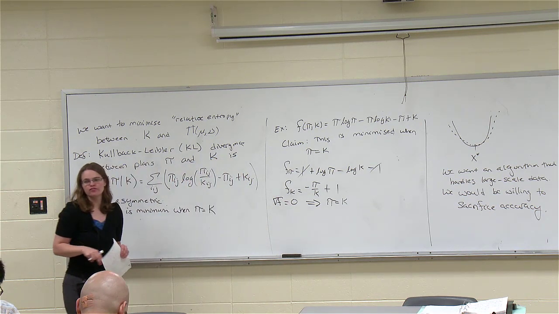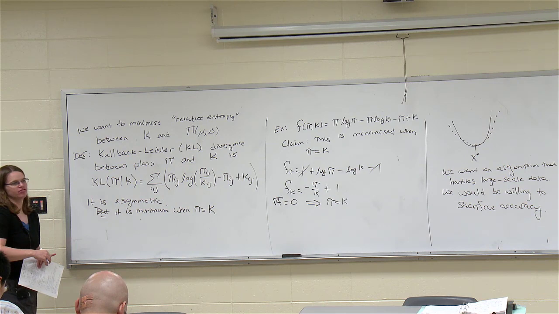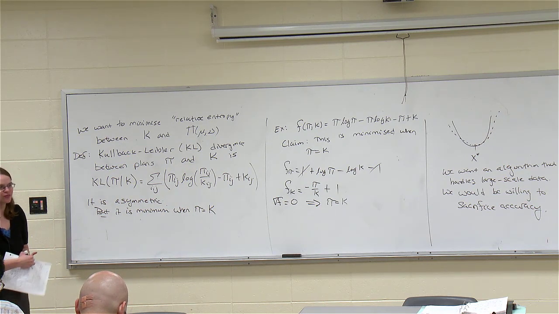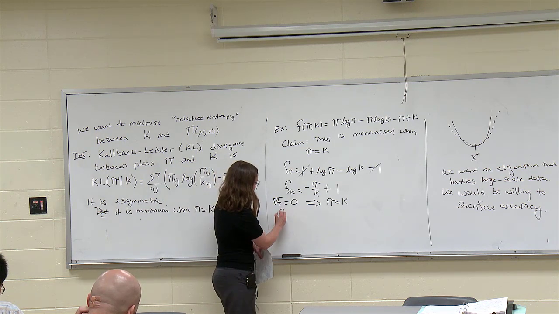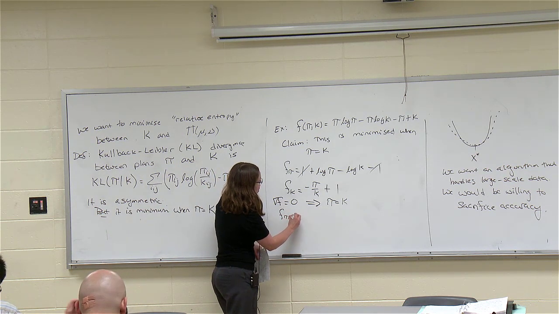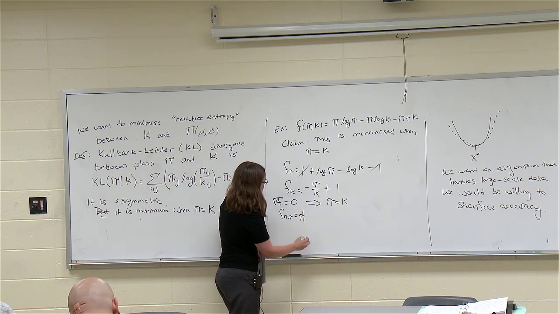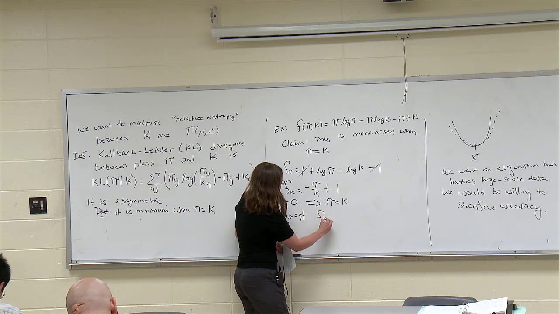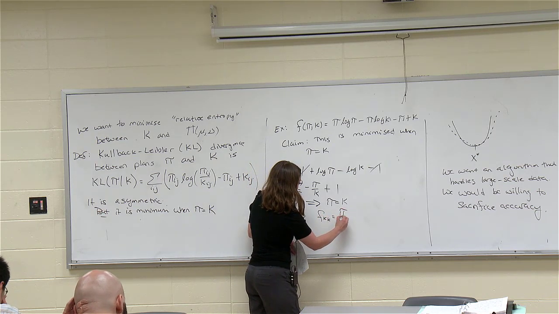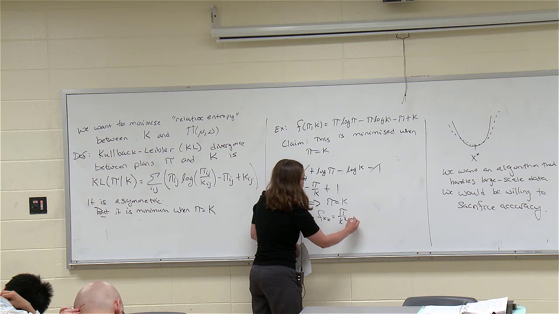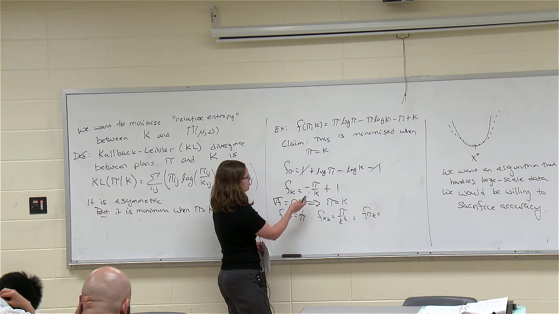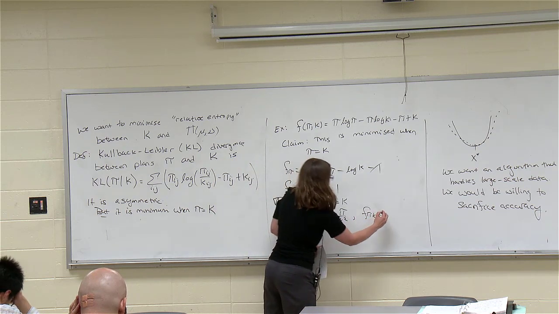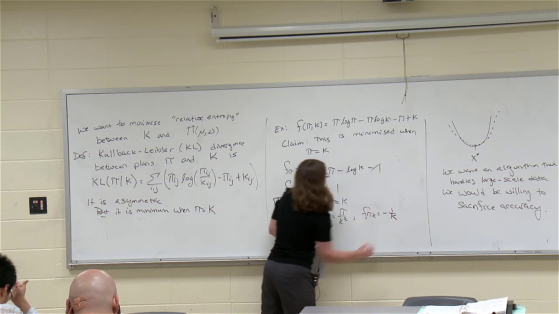Okay, and if we want to know whether this is actually a minimizer and not, say, a maximizer, which would be problematic for what we're trying to do, then we need some second derivatives. So let's say f pi pi is 1 over pi. f k k is pi over k squared. And the mixed derivative, this with respect to pi, is minus 1 over k.